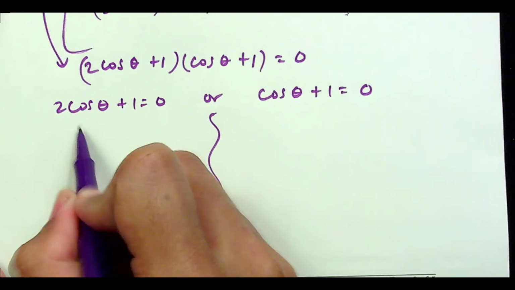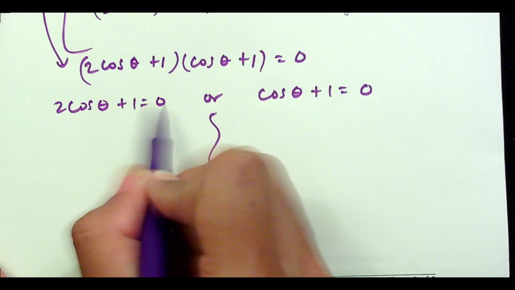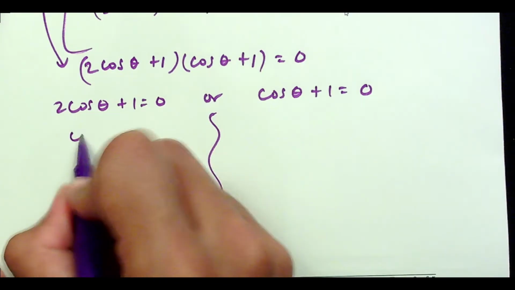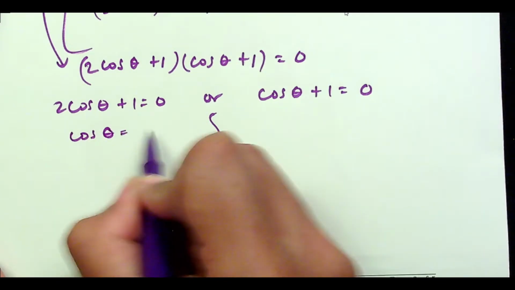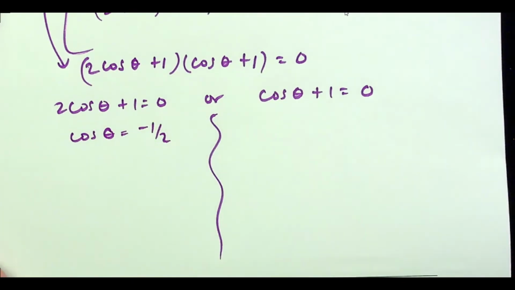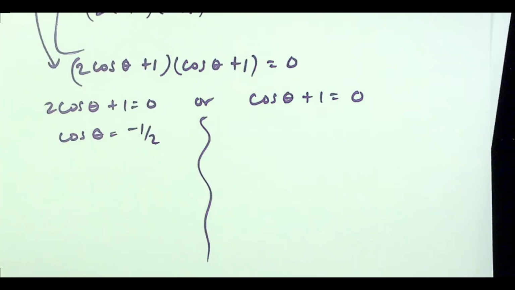Okay, let's solve this one. Move the 1, that becomes negative 1, and then divide by 2. You get cosine of theta equals negative a half. Now, this one is a special trigonometric value. So the theta is going to be one of the special trigonometric angles. So what angle is it though?